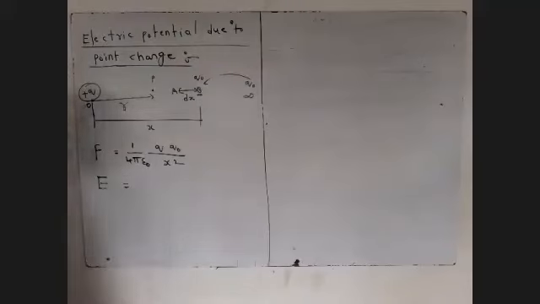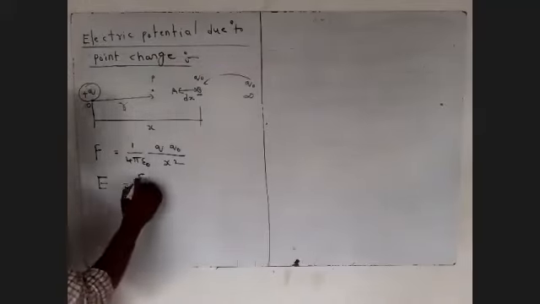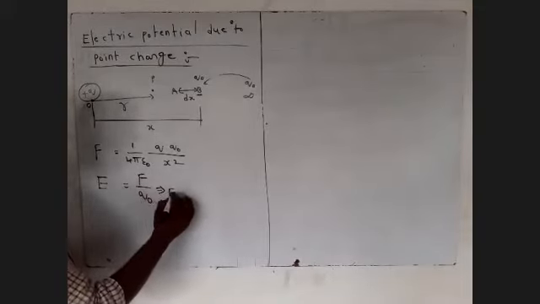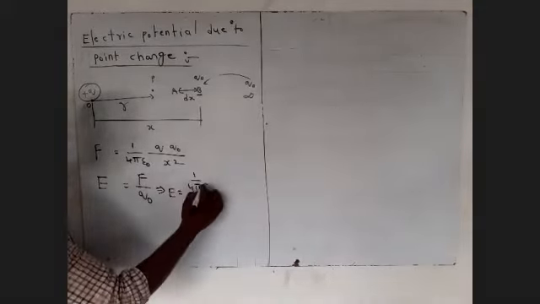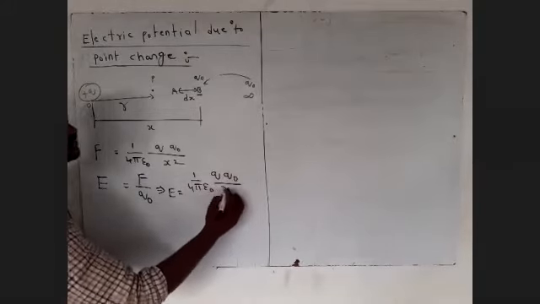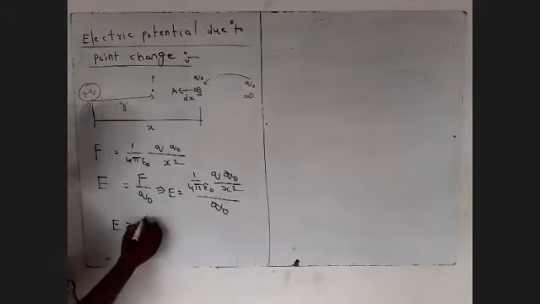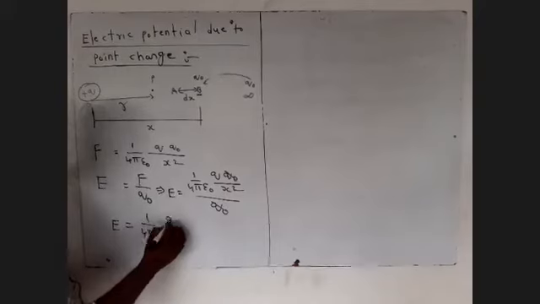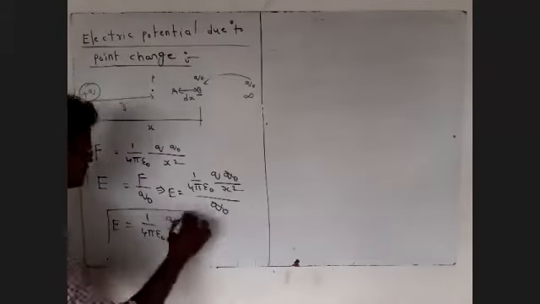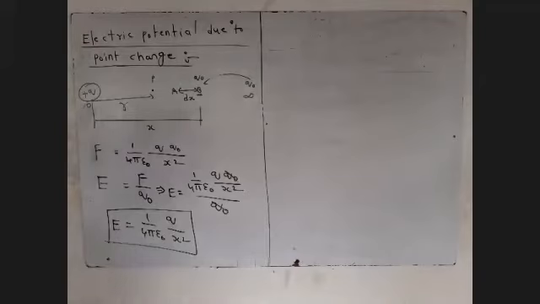The intensity of electric field is equal to force by Q naught. So E is equal to force by Q naught, which is 1 by 4 pi epsilon naught, Q Q naught by x square, divided by Q naught. So Q naught cancels out, and E is equal to 1 by 4 pi epsilon naught, Q by x square. This is the intensity of electric field.